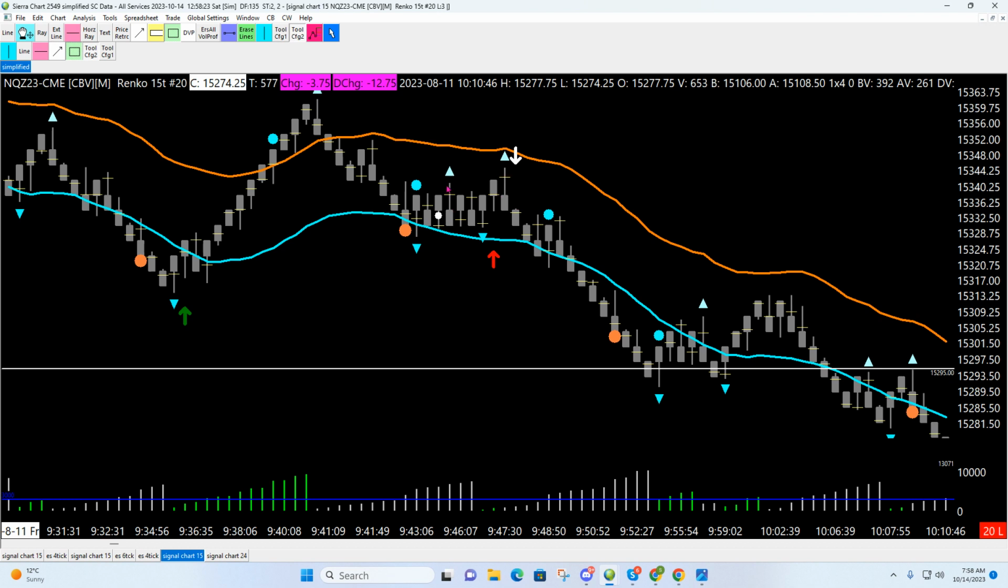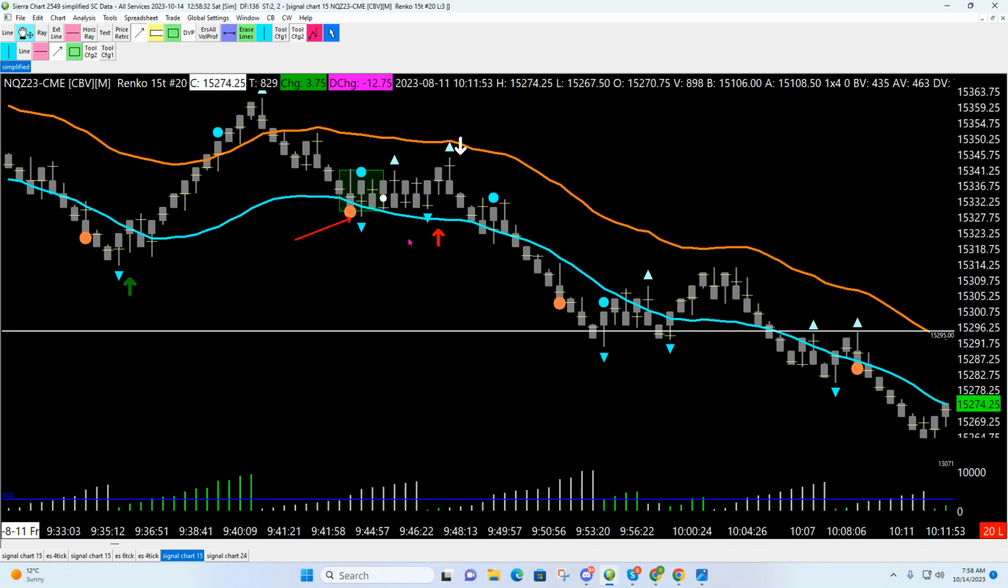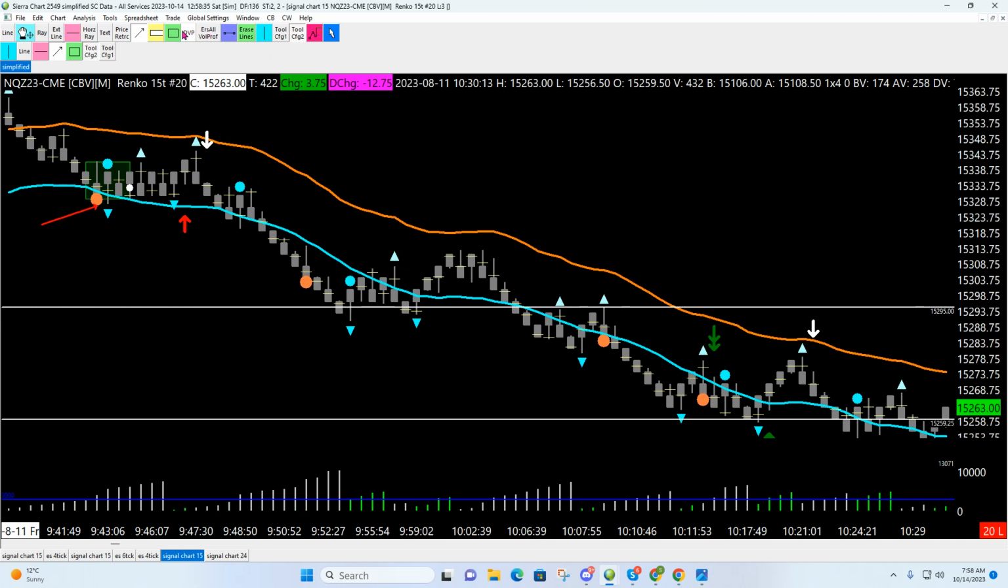This trade is break even at best. It's just too long to develop. So we'll just call it break even or loser. We'll just call it a loser. It's no big deal, right? And then this is a winner.